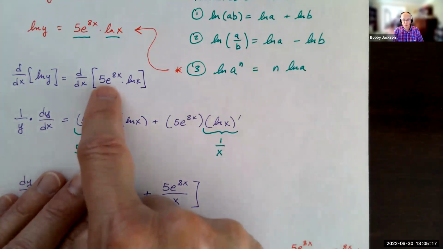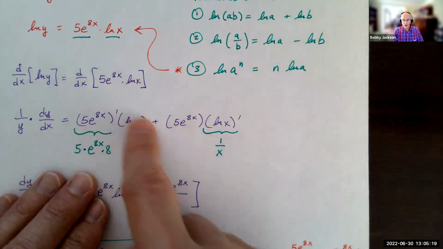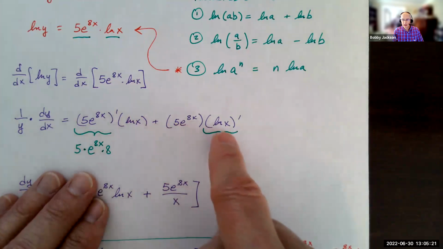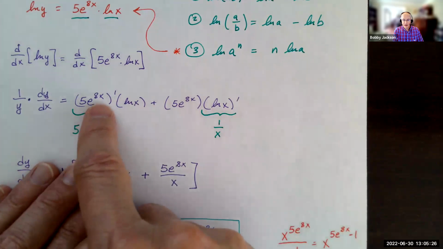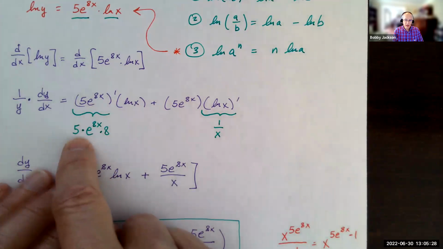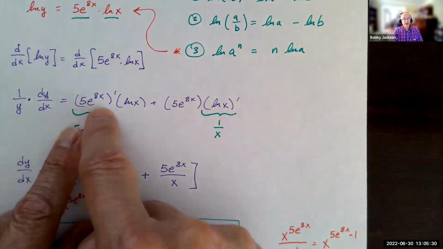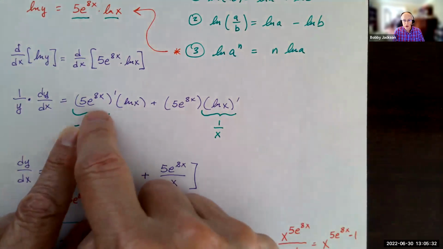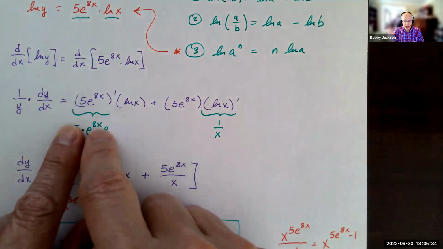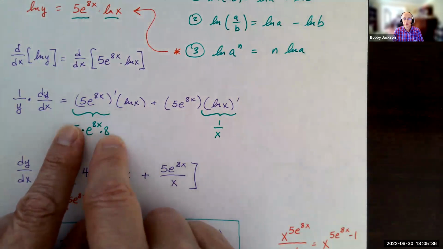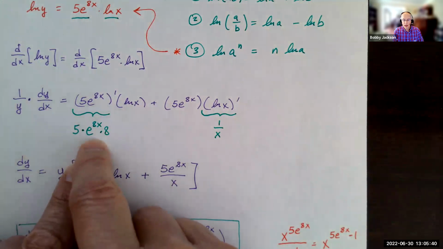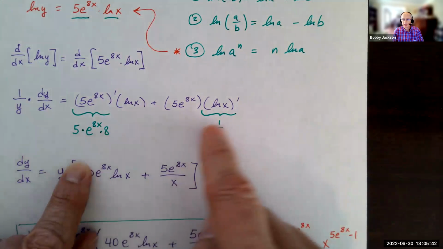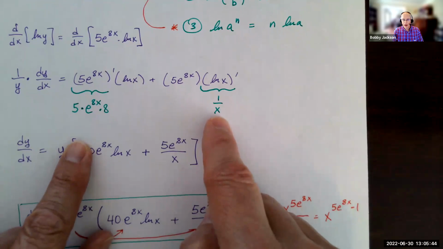So I have the derivative of 5e to the 8x times the natural log of x plus 5e to the 8x times the derivative of natural log of x. The derivative of 5e to the 8x, the 5 is a constant multiple. e to the 8x derivative is a chain rule. So you have e to the u, which is e to the 8x, times the derivative of the inner function, which is 8. So this will be 5 times 8, 40 e to the 8x. The derivative of natural log of x is just 1 over x.